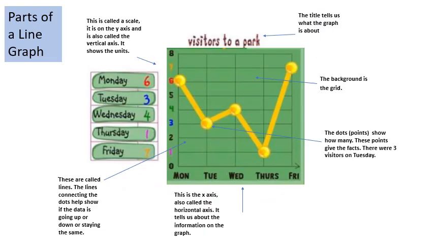Let's look at the parts of a line graph. We'll start on clockwise. The title tells us what the graph is about. Visitors to a car park is the title for this line graph. The background, the green bit, is the grid. The dots or the points show how many. These points give us the facts. For example, on Tuesday there were 3 visitors to the park.